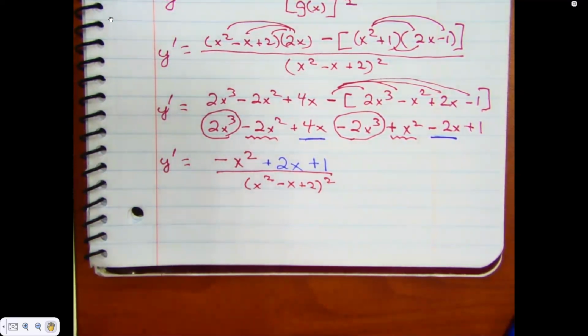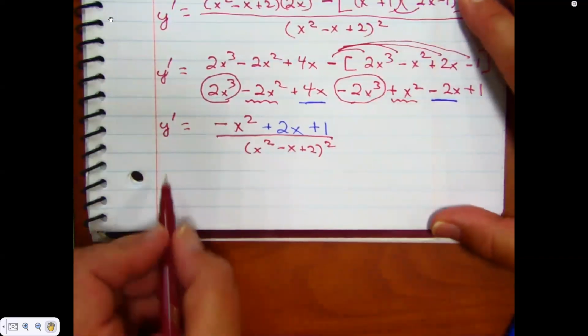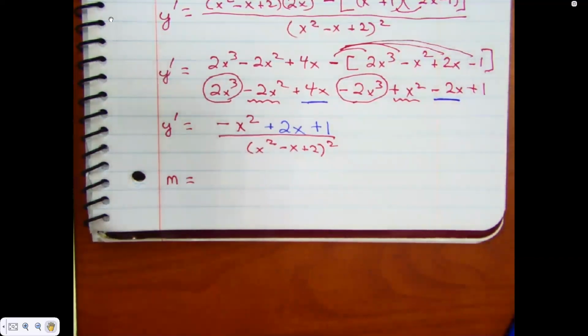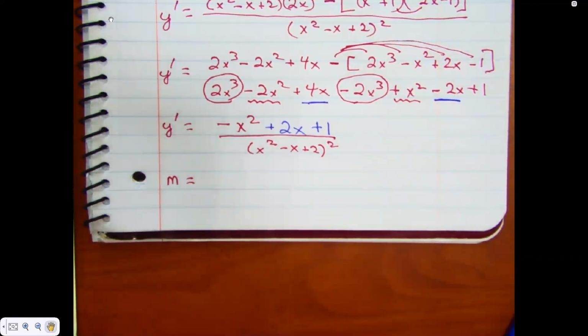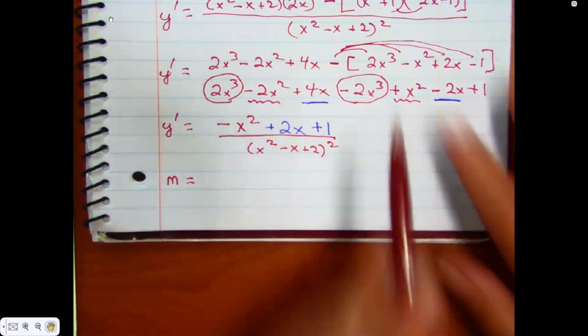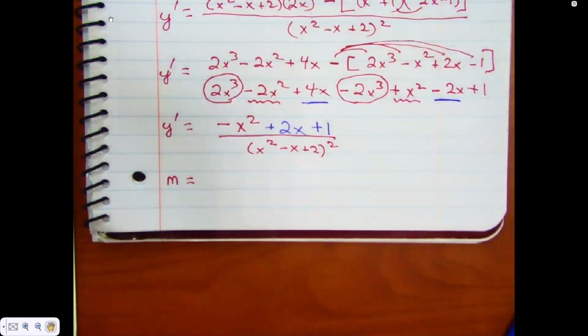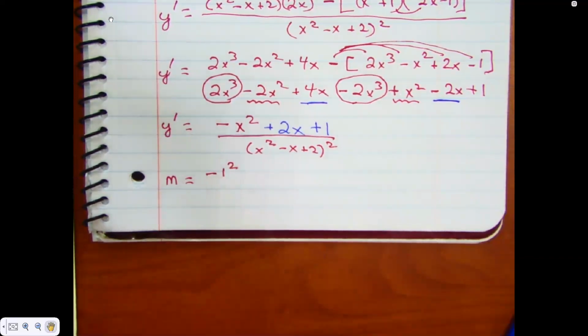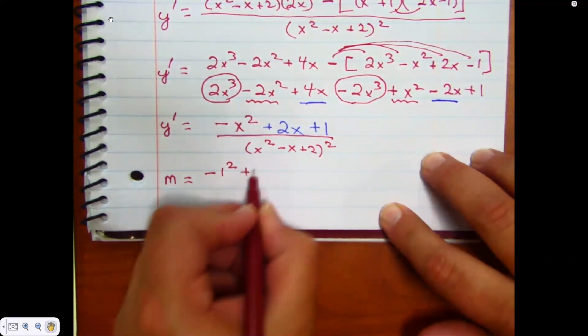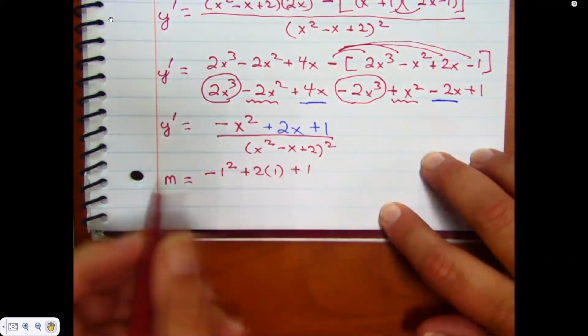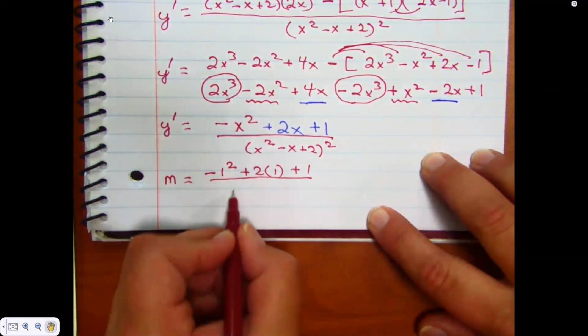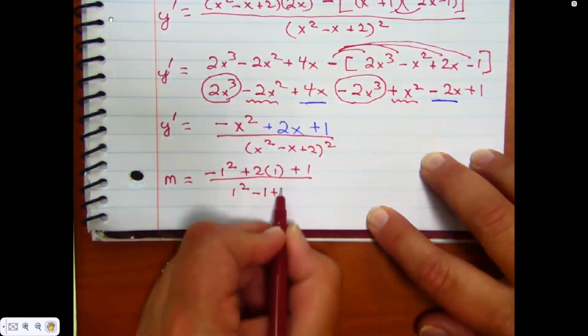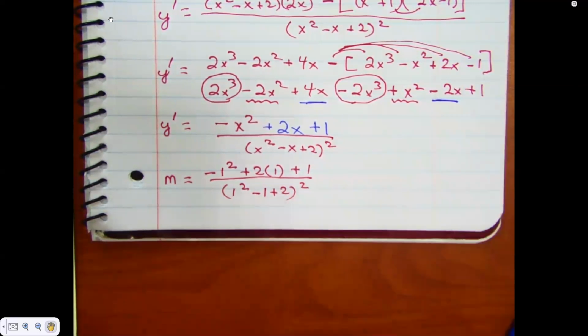The thing I like about this problem is it reminds us, why do we find that derivative? It's going to find us slope, okay? So m equals, that's what we've been waiting for, right? And what number do I put in for x? 1. And that's just because the point was 1, 1. Take the x value and plug it in. Just be careful here, -1 squared, I don't square that negative. Plus 2 times 1 plus 1. And then 1 squared minus 1 plus 2. And then you square that whole entire answer.